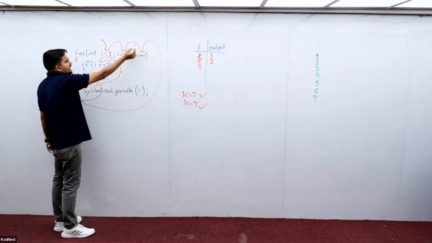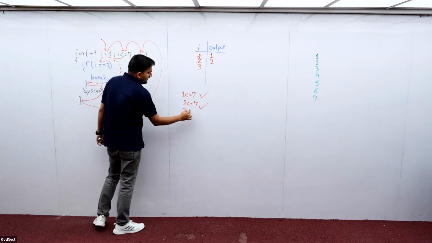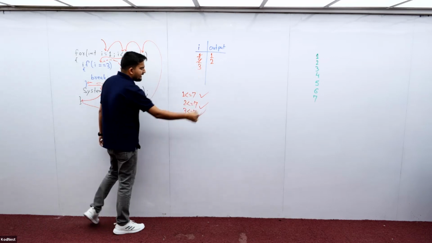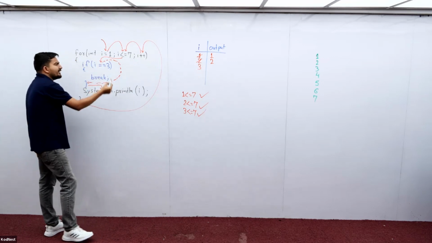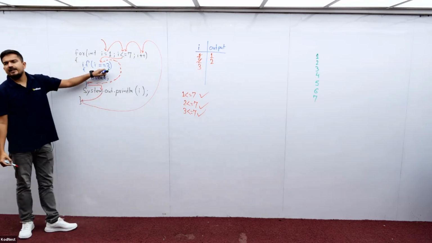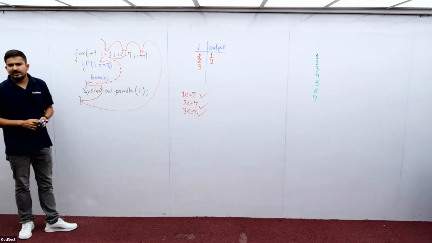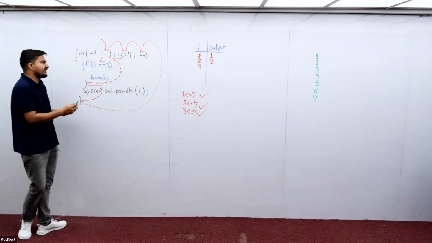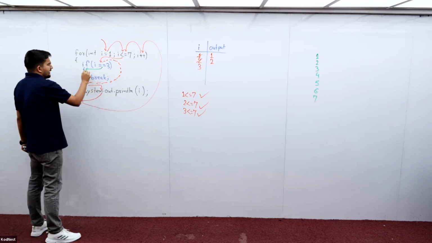After updation, condition will be checked. I less than equal to 7. That means is 3 less than or equal to 7. 100% 3 is less than 7. Condition is true. If the condition is true, control enters the loop. What are we checking? If I equal to 3, is I, that means 3, equal to 3? 100% 3 is equal to 3. Since the condition is true, control will enter the if part.